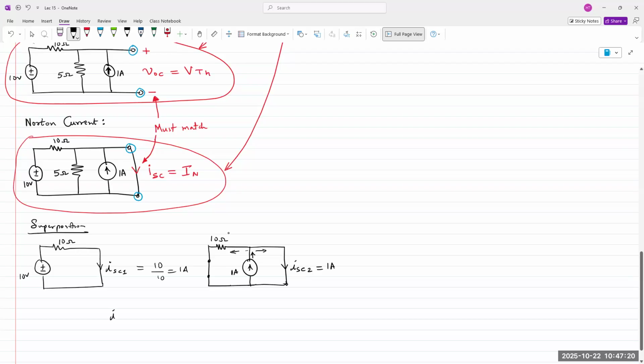So my total ISC is ISC1 plus ISC2, which is 2 amps. You want to enter that into the system and see if it's correct or incorrect? You can, for practice, solve this using node voltage, solve this using mesh current, and you should be able to obtain the same answers. So again, use the same circuits and practice. Yes.